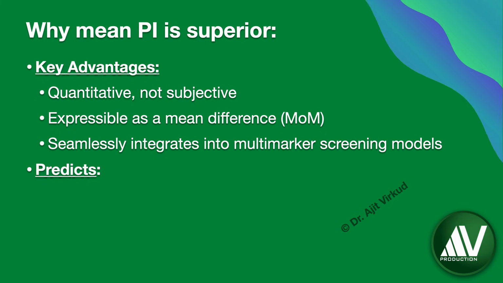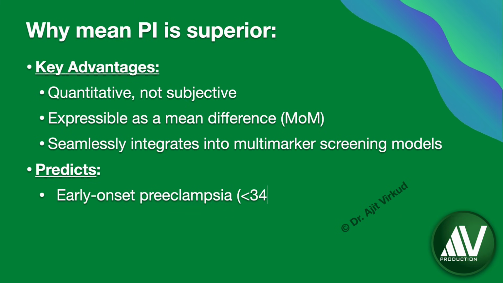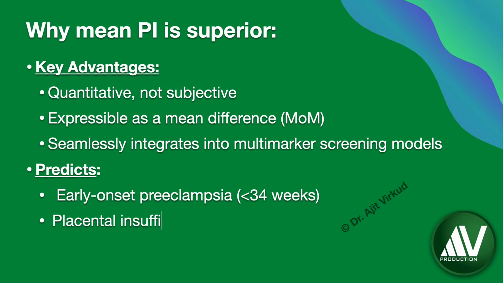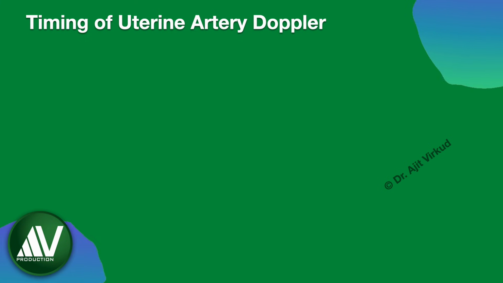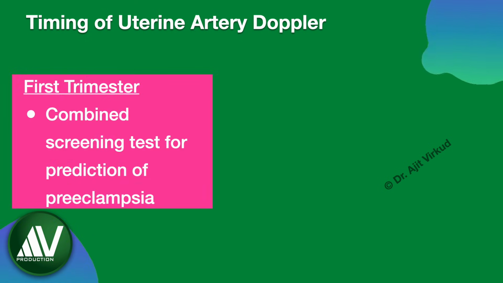Mean uterine artery PI predicts early onset preeclampsia, that is, preeclampsia that occurs before 34 weeks, placental insufficiency, and fetal growth restriction. Uterine artery Doppler examination is done in the first trimester, specifically between 11 and 13 weeks of gestation, as part of comprehensive screening tests to predict the development of preeclampsia.